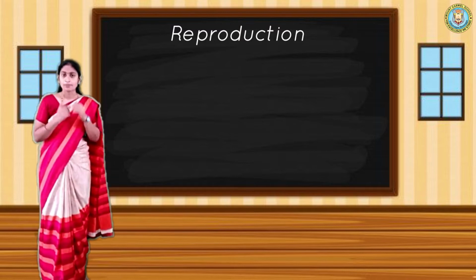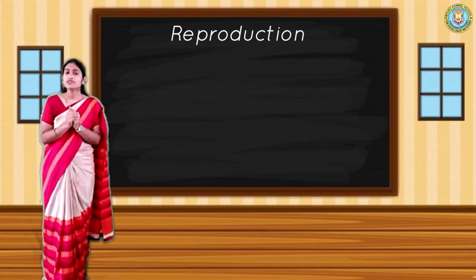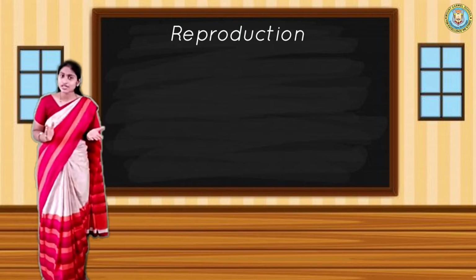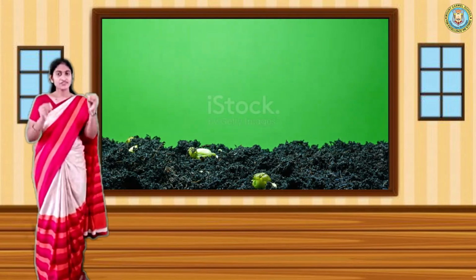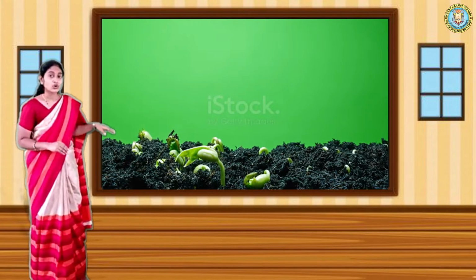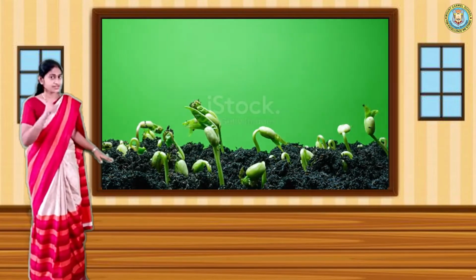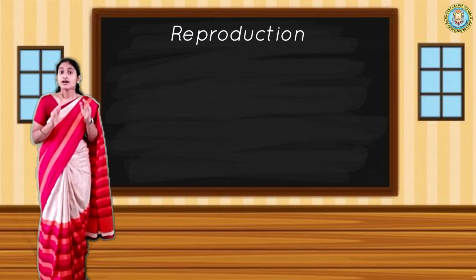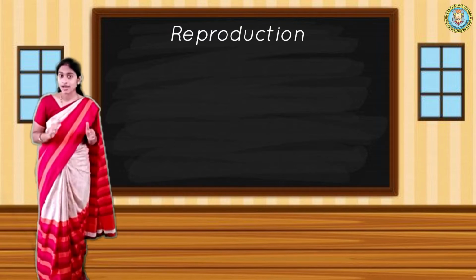Let us see. But before that, you have to revise the concept of germination. Do you know the meaning of germination? See, if I have some seeds and I have planted them in the soil, what is happening here? See very carefully. All the seeds are coming up. This process is called germination, and it is a very important process while reproduction is happening in the plant.